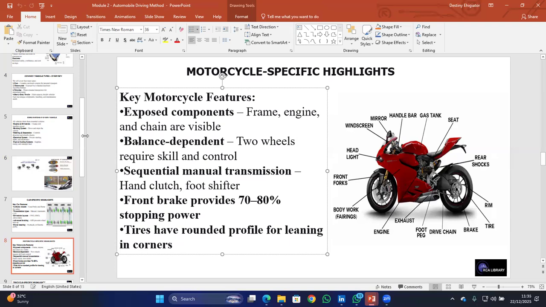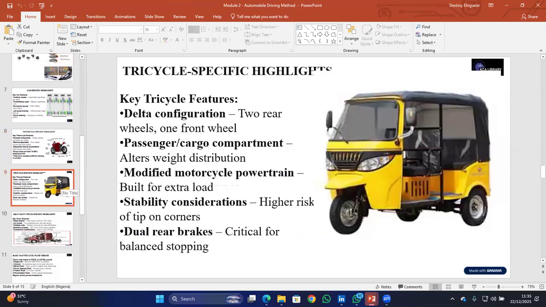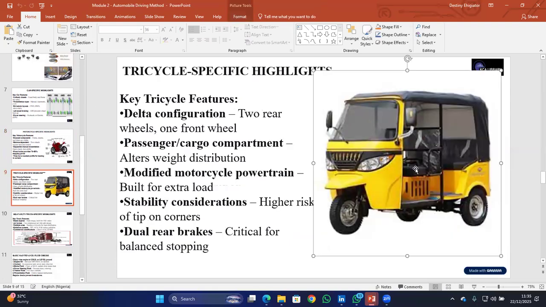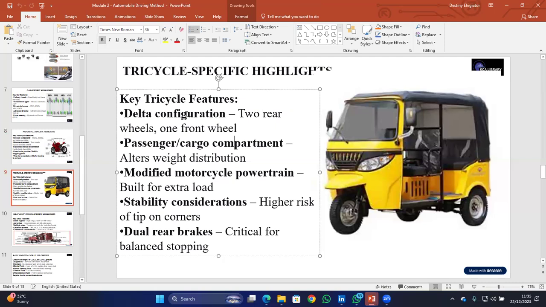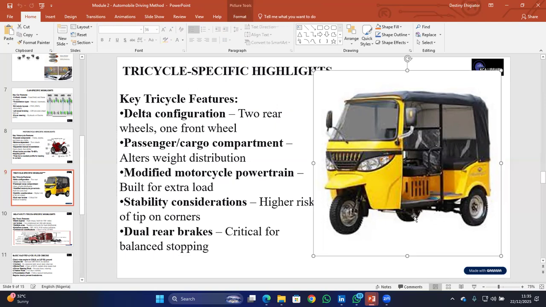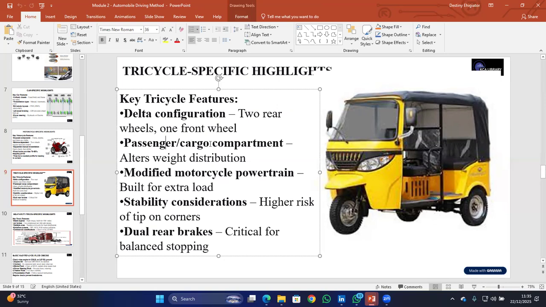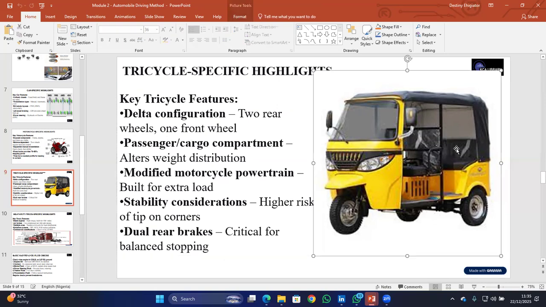Right? So now, this is a tricycle. These are some of the highlights. Now you have the delta configuration. These are the two rear wheels, this one here and here. Then you have one front wheel. So this is called the delta configuration. Then you have the passenger or cargo compartment at the back there.